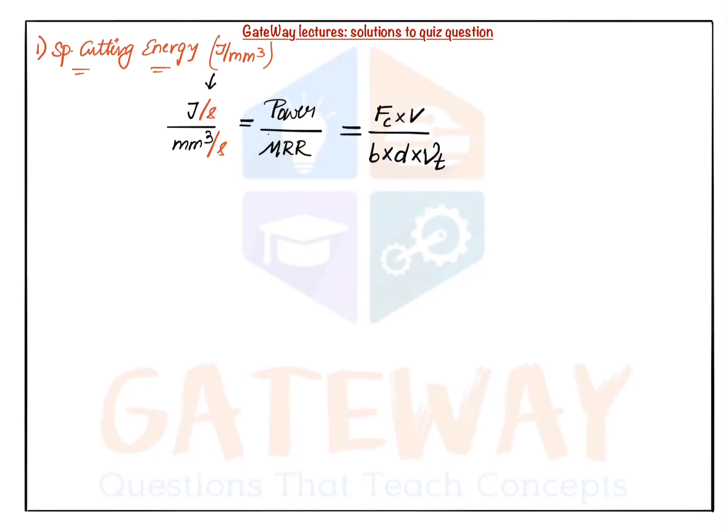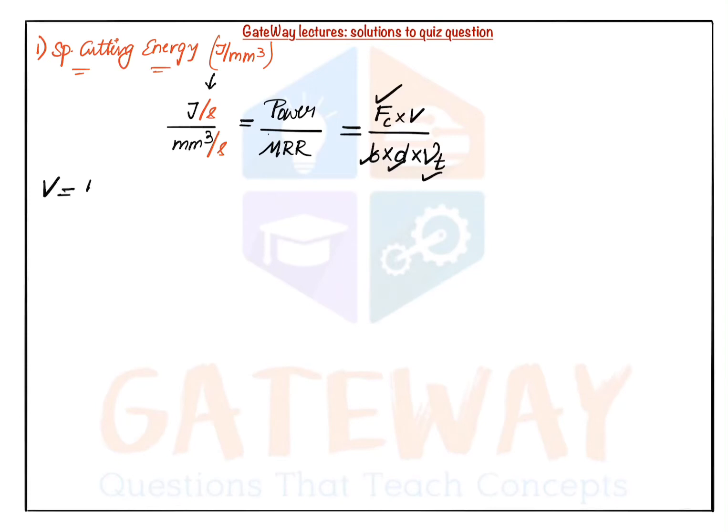Okay, and we are here in our question. FC was known, width was given as 25 mm, depth of cut was given in the question as 40 microns, nothing but 0.04 mm, and VT, nothing but table feed, is also given in the question as 1000 mm per minute. The only thing we need to know is velocity, nothing but cutting velocity.